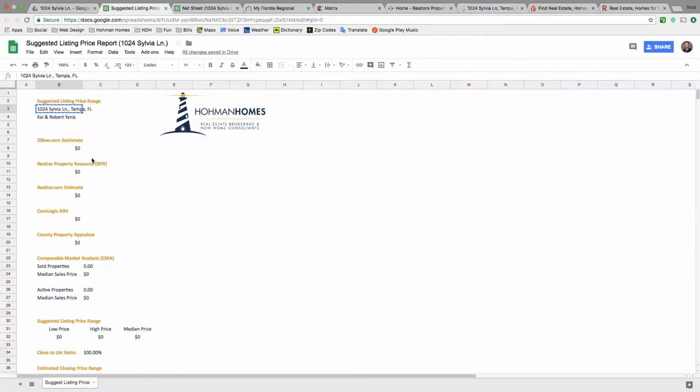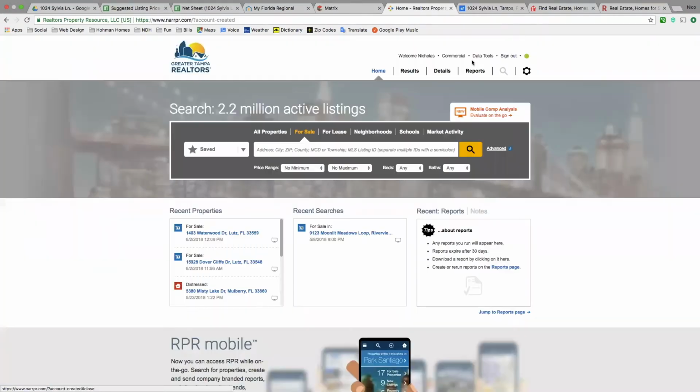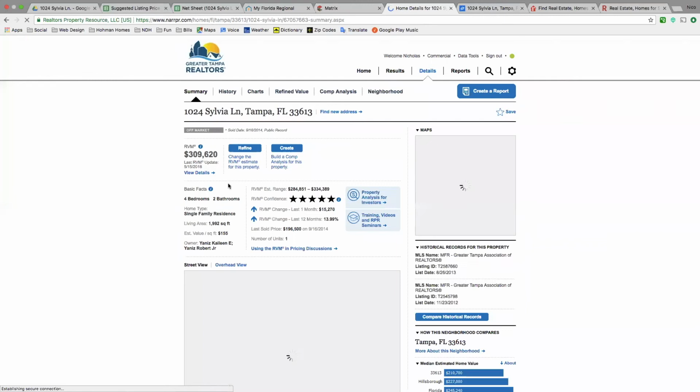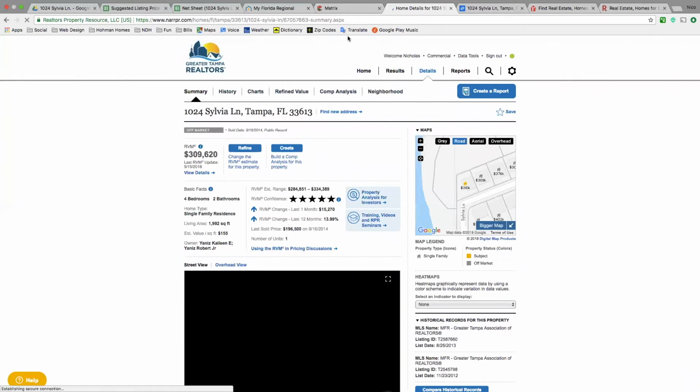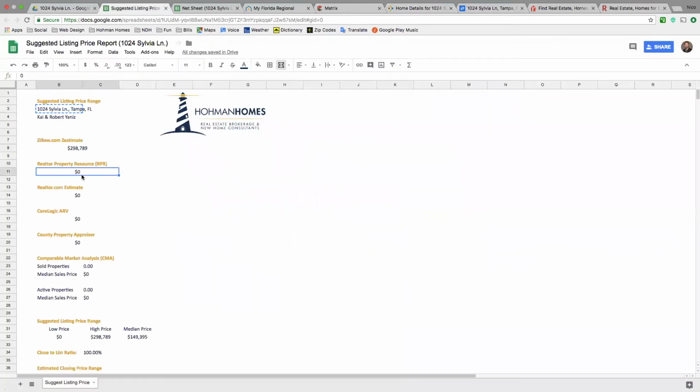So we enter that back here, $298,789, and that is one data point that we can use. Next, we want to enter this property into Realtor Property Resource, RPR. RPR is another data set we can use to get access to an automated valuation. We enter that address here, and the RVM, which is their version of the Zestimate, the automated valuation, has a different number, 309,620. So I'm going to take that number, 309,620, and enter it here.